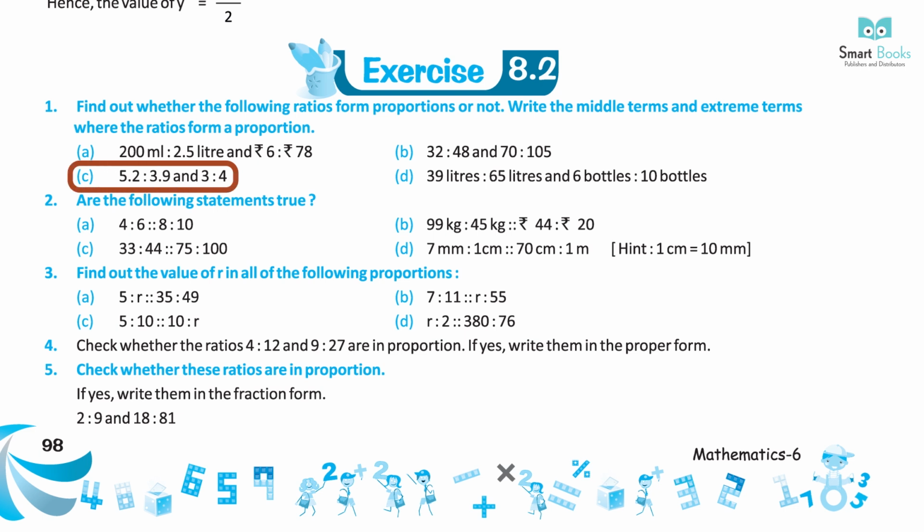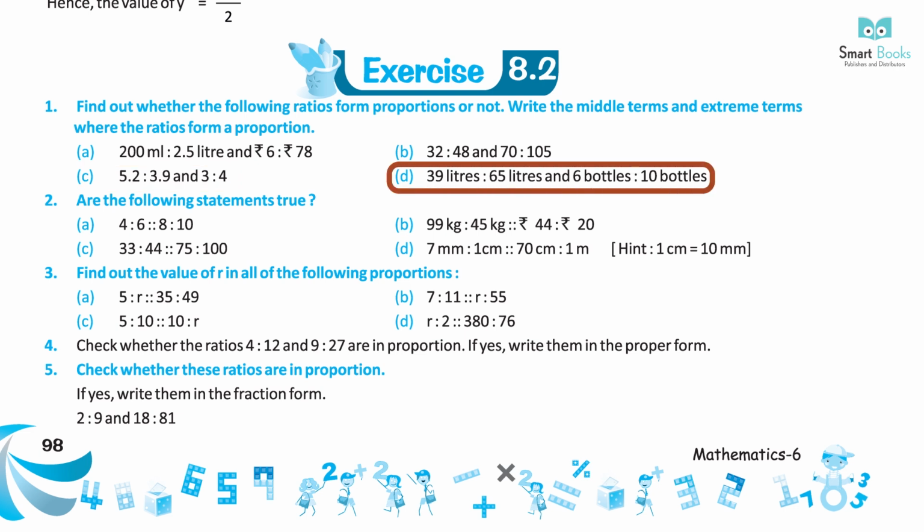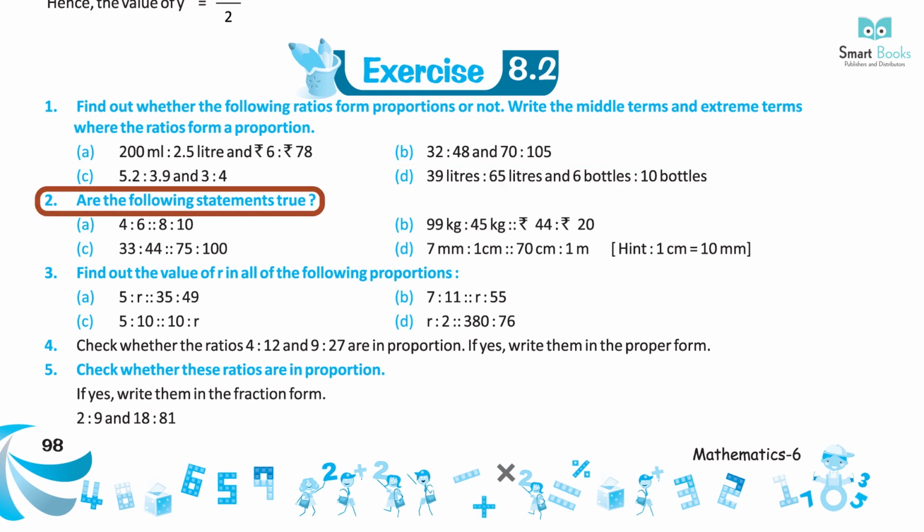C. 5.2 ratio 3.9 and 3 ratio 4. Solution. Not. D. 39 liters ratio 65 liters and 6 bottles ratio 10 bottles. Solution. Yes, middle equals 65 into 6 equals 390. Extreme equals 39 into 10 equals 390. Question 2. Are the following statements true?